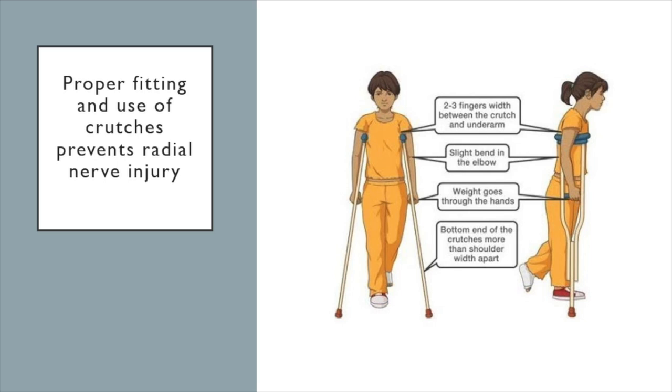Another way the radial nerve can be injured is through the improper use or improper fitting of crutches. If most of an individual's weight is placed on the axilla pad of the crutch instead of on the hand pad, it can put pressure on the radial nerve in the upper arm. This pressure can then cause radial nerve injury.